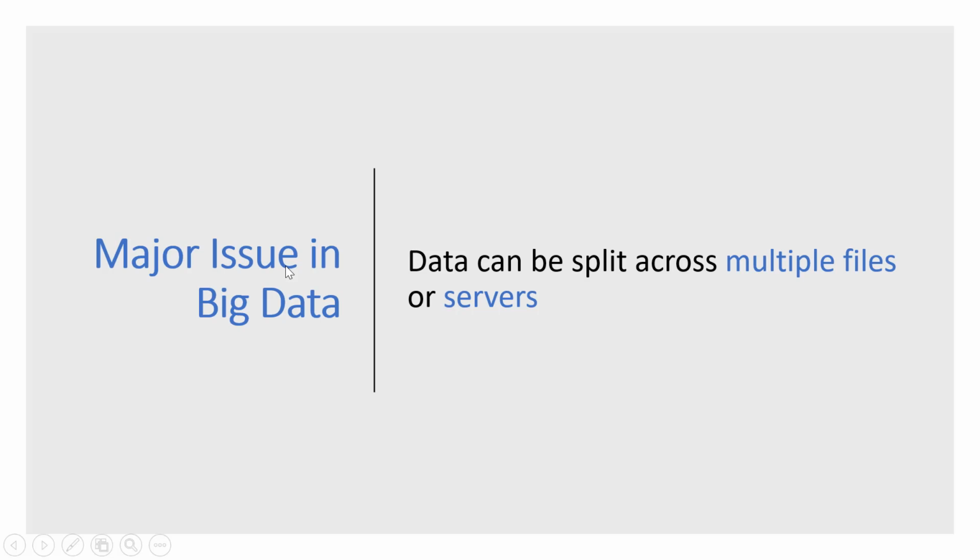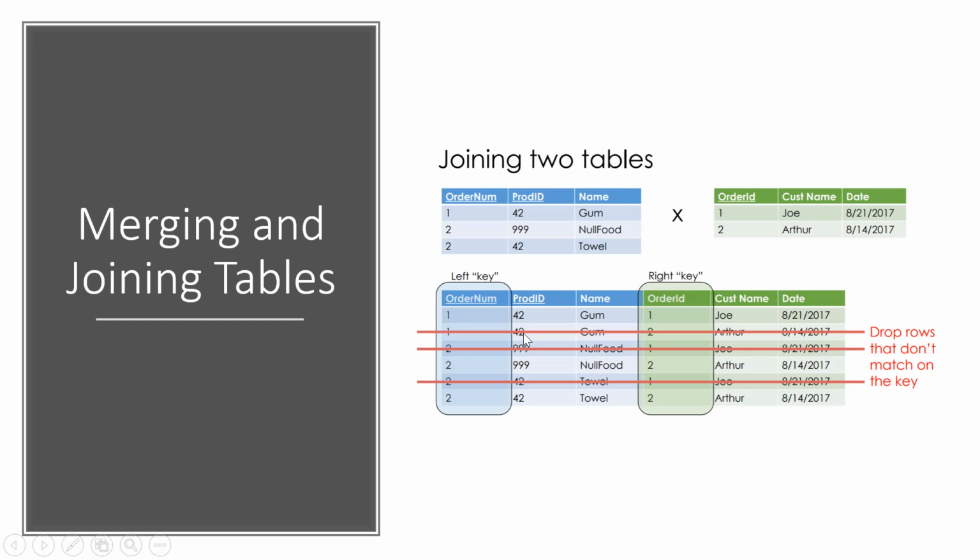Granularity. One of the major issues in big data is that the data can be split across multiple files or servers. So you could have multiple servers serving your organization, and each server can have log files and other kinds of files that are important for your organization. So data can be very large and split across multiple files or multiple servers.